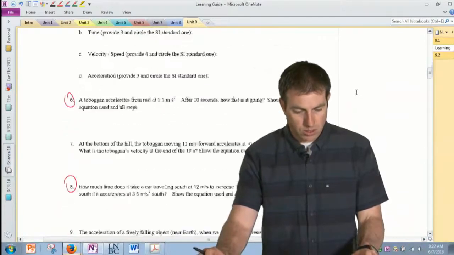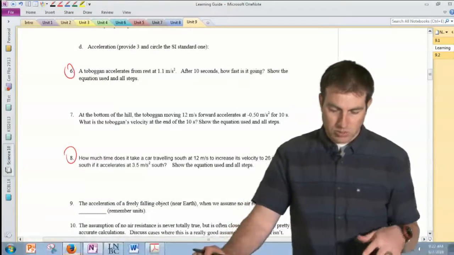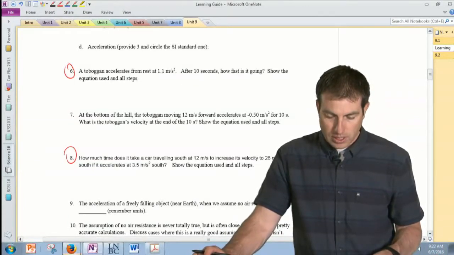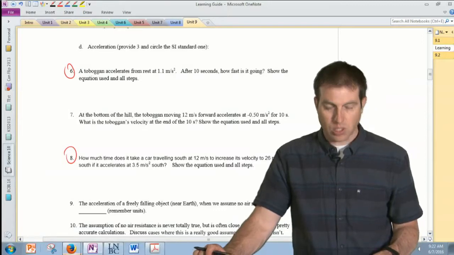So page 1 was good. Page 2: a toboggan accelerates from rest at 1.1 meters per second squared. After 10 seconds, how fast is it going? Show the equation and all steps.